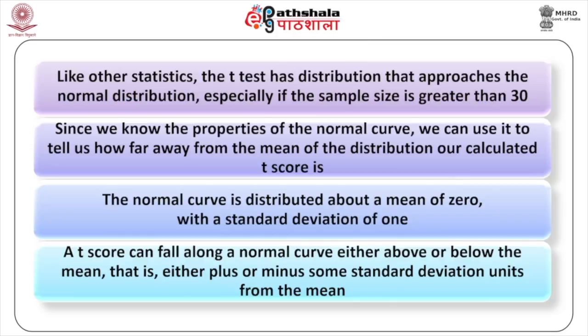Like other statistics, the t-test has a distribution that approaches the normal distribution, especially if the sample size is greater than 30. Since we know the properties of the normal curve, we can use it to tell us how far away from the mean of the distribution our calculated t-score is. The normal curve is distributed about a mean of 0 with a standard deviation of 1. A t-score can fall along a normal curve either above or below the mean, that is, either plus or minus some standard deviation units from the mean.